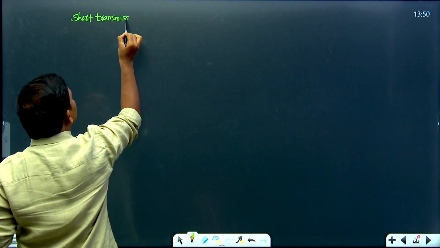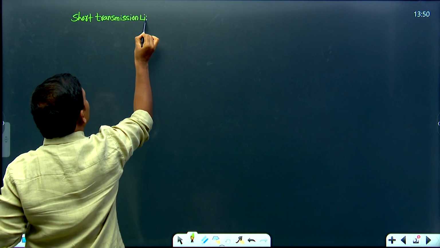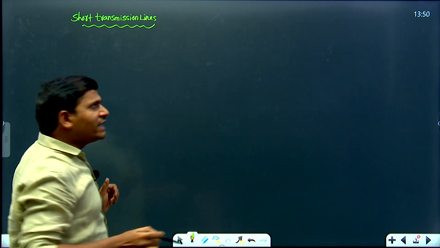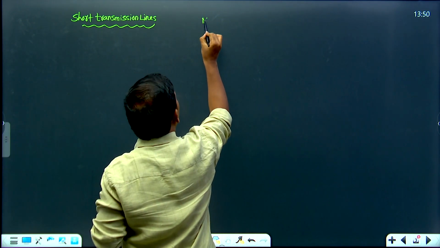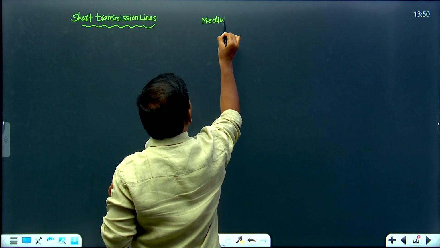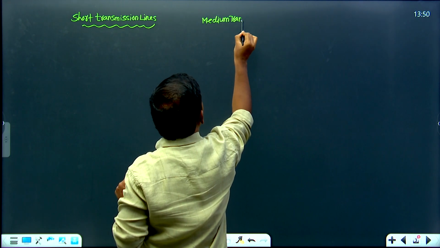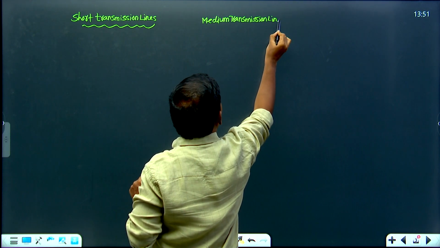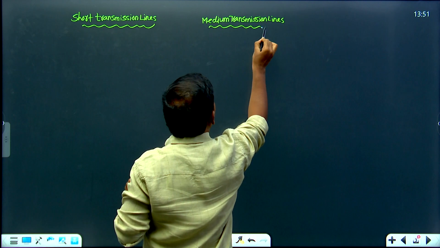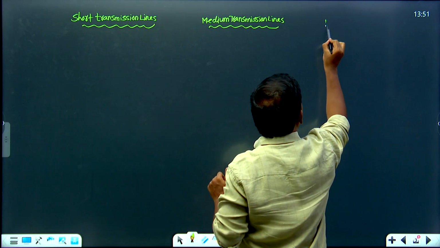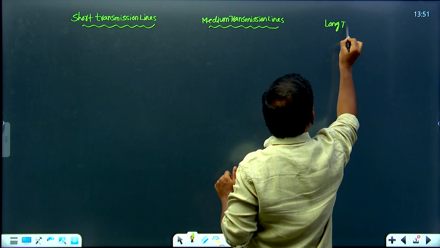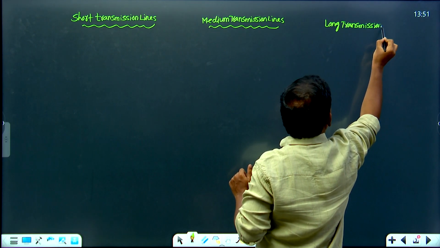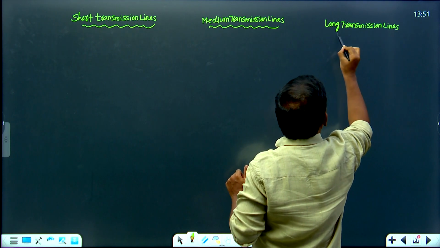Short transmission lines. The other one is medium transmission lines. Medium transmission lines. The other one is long transmission lines. Okay, you have to concentrate.